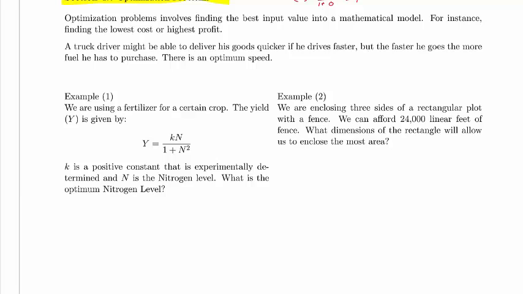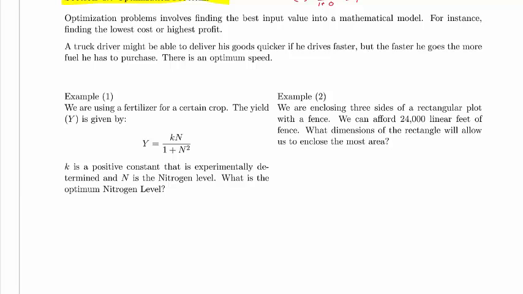For this one, we're going to pretend, some of us may not have to pretend, but many of us do, that we are a farmer and we are fertilizing a certain crop. The yield, Y, is given by this equation right here, where K is a positive constant, and it's got to be experimentally determined, and N is the amount of nitrogen that you're putting into the soil. And we want to know, what is the optimum amount of nitrogen you want to add into the soil?